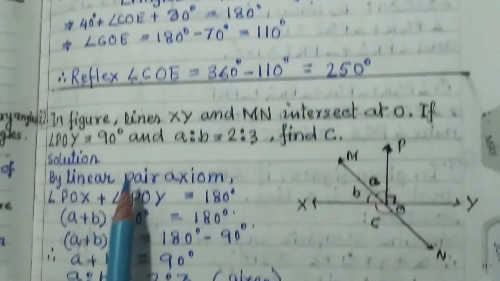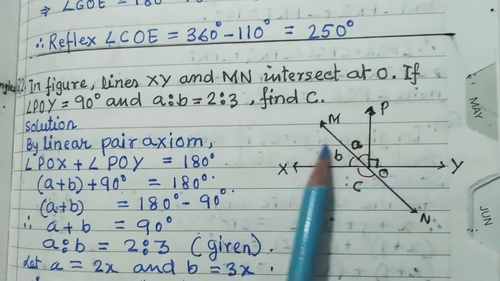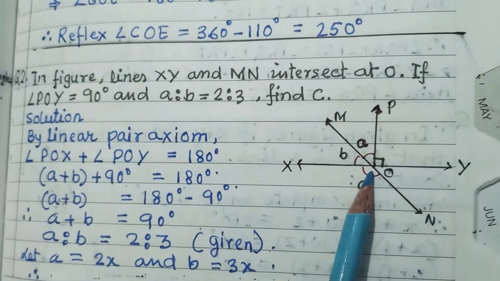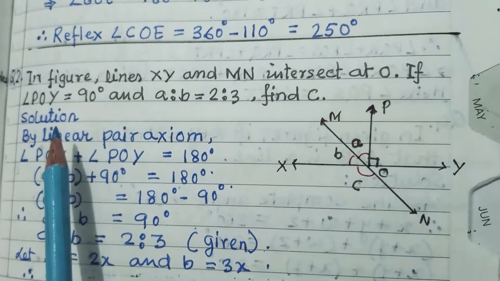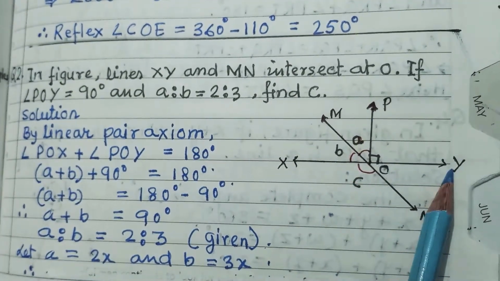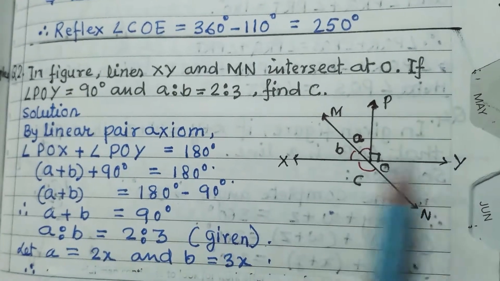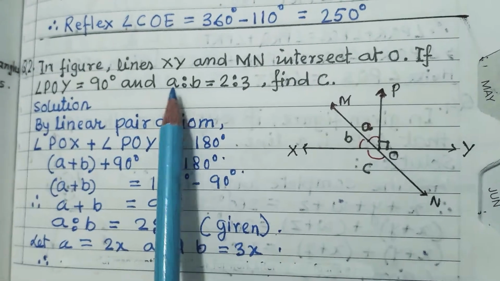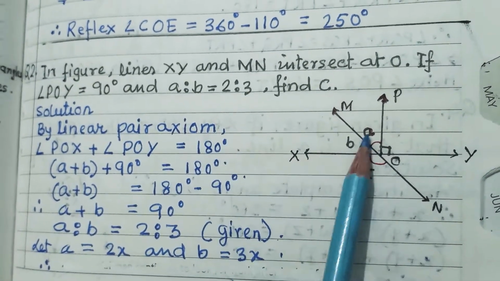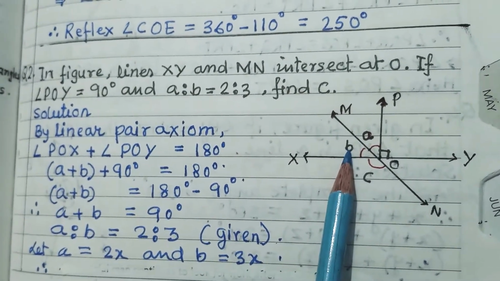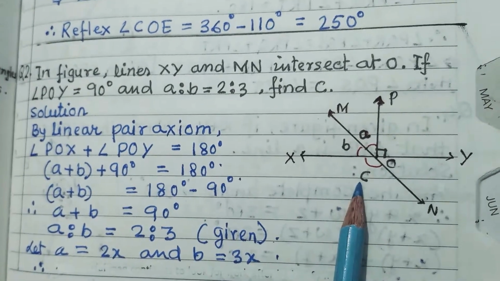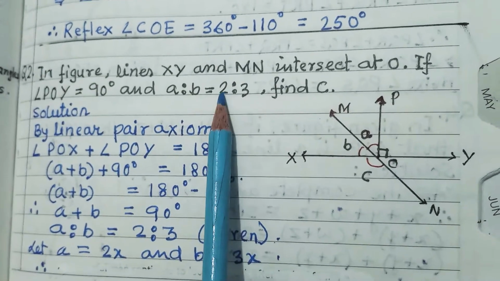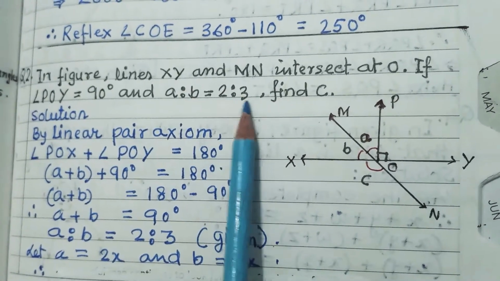Question number 2. Lines XY and MN intersect at O. If POY is equal to 90 degrees and a ratio b is equal to 2 ratio 3, find c. Where a ratio is given in the answer, you have to multiply by a variable to separate the individual numbers.